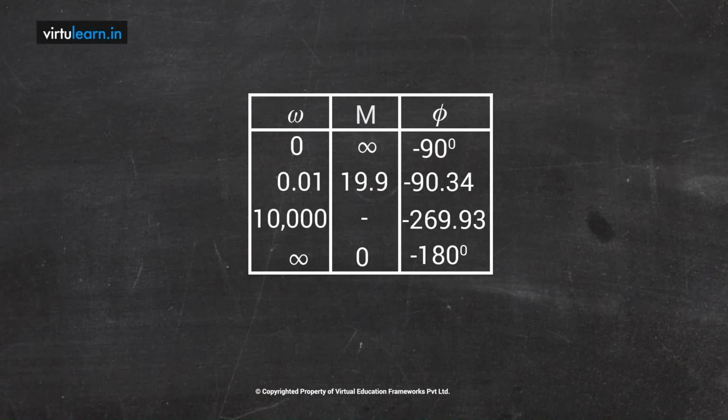Now prepare a table. The columns are omega, magnitude and phase angle. Substitute ω = 0. Then the magnitude is infinity and the phase angle is −90°. So that is the starting angle. When you take a very small value, 0.01, the phase angle is −90.34°, therefore it is above 90 degrees. That we can observe from here. If you take a maximum value, let us say 10,000, it is −269.93°. So it is in between 180 and 270, the ending angle it is reaching. When ω is infinity, it is −270°.